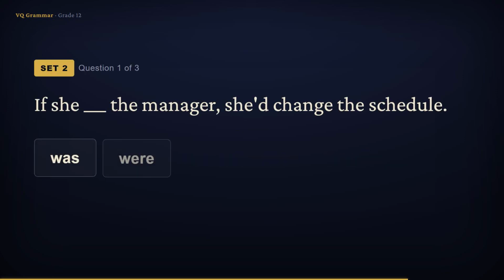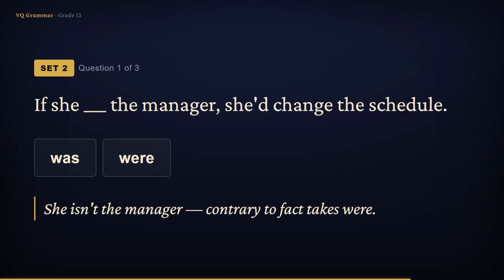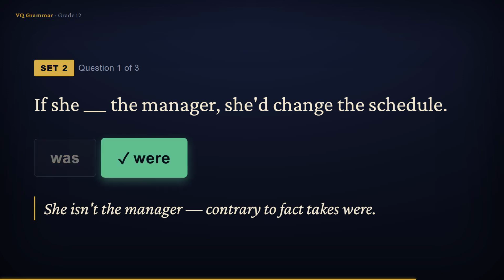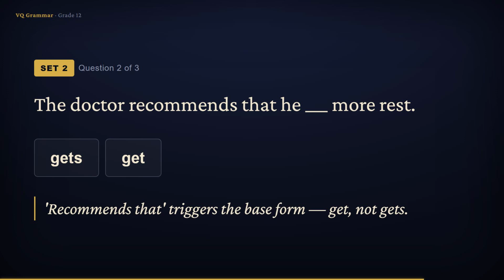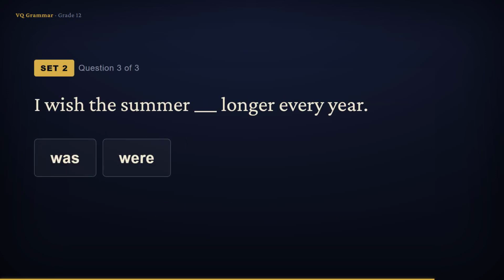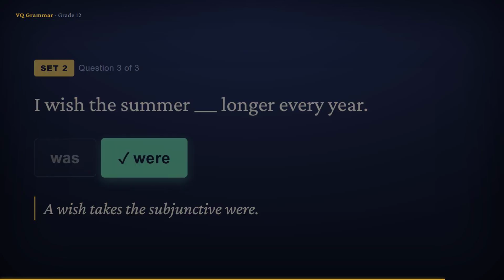If she blank the manager, she'd change the schedule. She isn't actually the manager, so this is contrary to fact. That means we need were, not was. The doctor recommends that he blank more rest. Recommends that is one of our trigger phrases, so the verb drops to its base form. We say get with no S, not gets. I wish the summer blank longer every year. This is a wish, plain and simple, and a wish calls for the subjunctive, so it's were, not was.